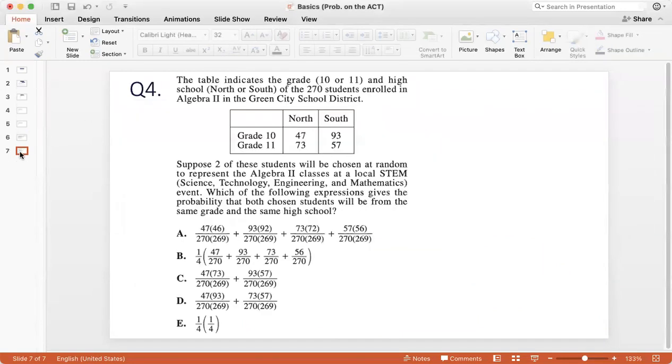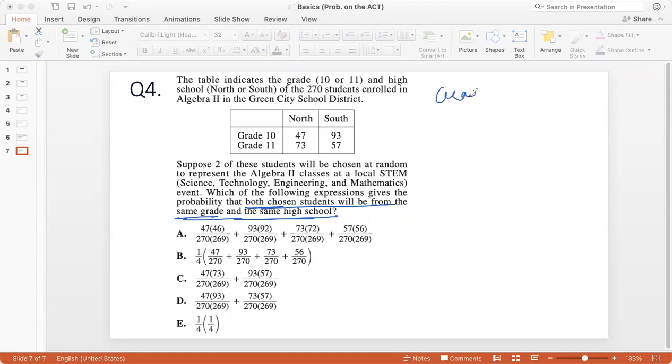Okay. The table indicates the grade, 10 or 11, and high school, north or south, of the 270 students enrolled in Algebra 2 in the Green City school district. Suppose two of these students will be chosen at random to represent the Algebra 2 classes at a local STEM event. Which of the following expressions gives the probability that both chosen students will be from the same grade and the same high school?